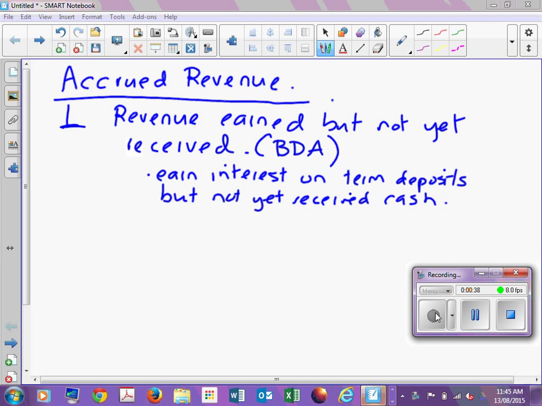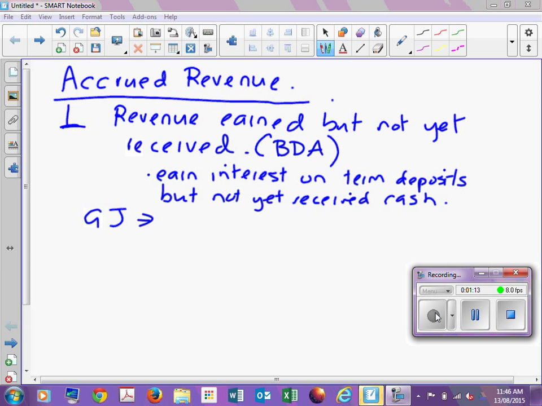For example, you have a term deposit, it's 12 months, 6 months goes by, you have a balance day, you've earned 6 months revenue, but you don't get paid to the end of the term deposit. So that's what causes this. You've earned the revenue, but you haven't received it yet. It's a balance day adjustment. So what journal will it go into? The general journal.